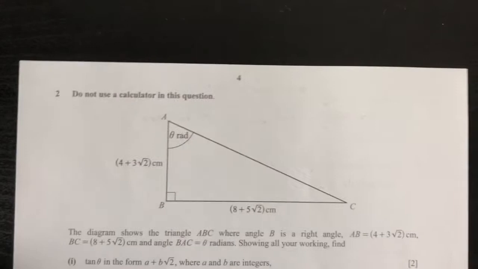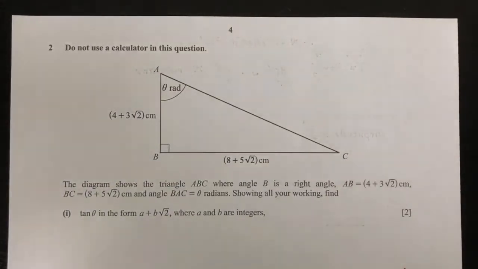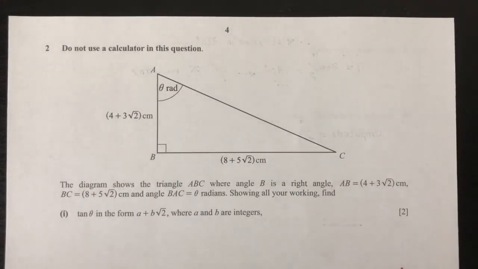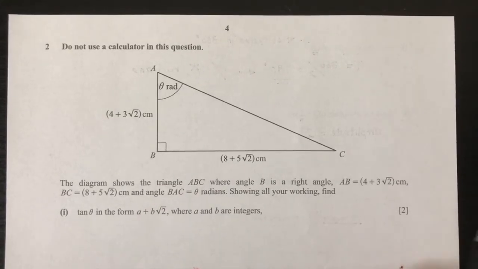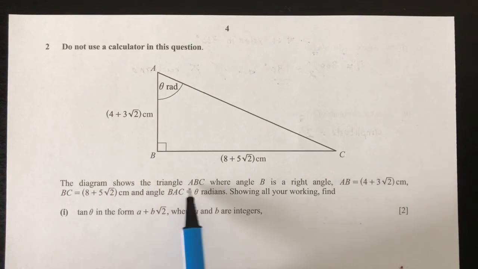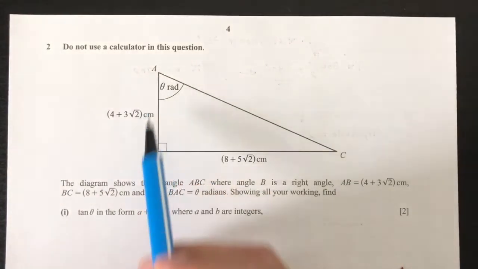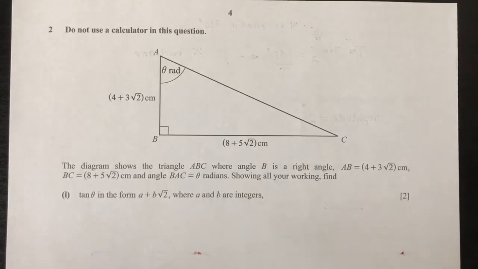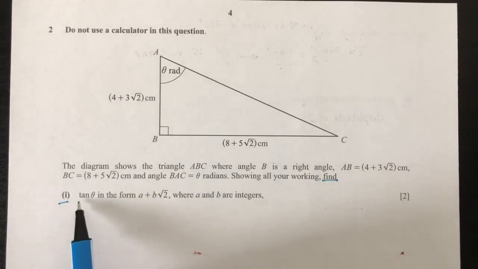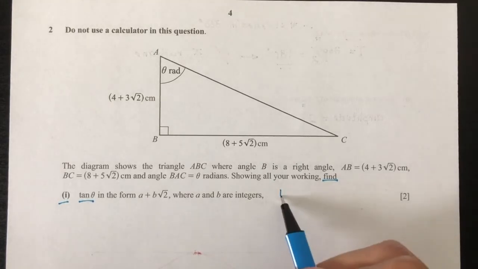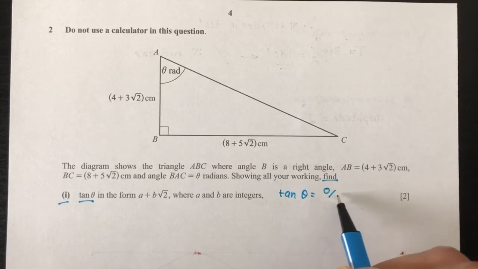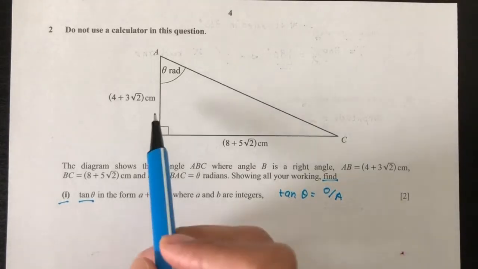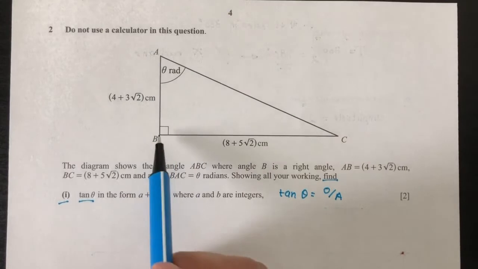Now let's move on to question number 2. It says, do not use a calculator in this question. So it means that we have to show all the steps of our work. The diagram shows the triangle ABC. As you can see, ABC is right angled. Now for part 1, we have to find tan of theta. So now you know what tan is. Tan of theta is equal to your opposite side over your adjacent side. So this is your adjacent side, and this is your opposite side.